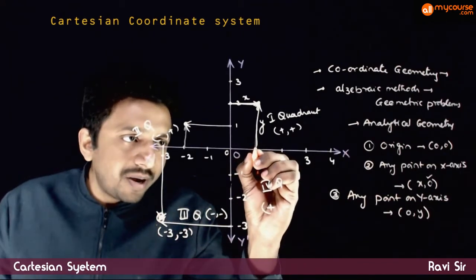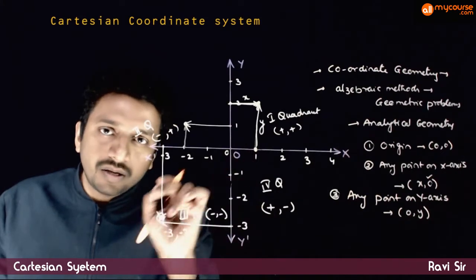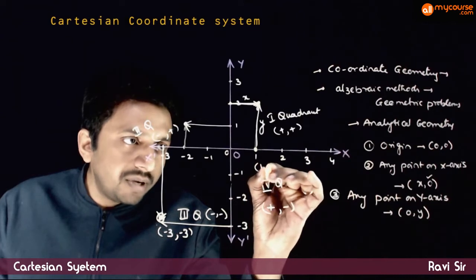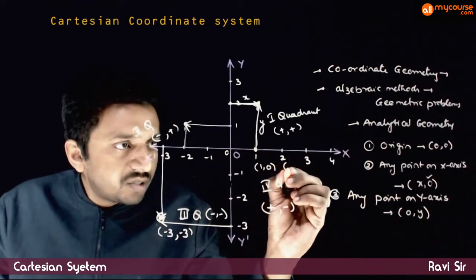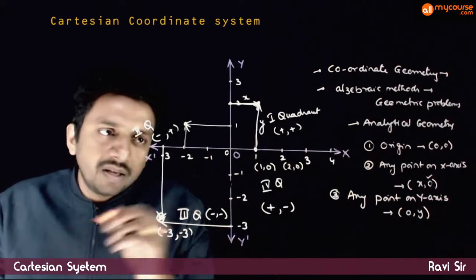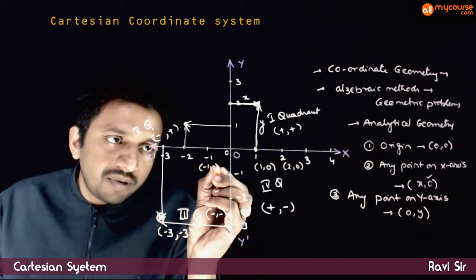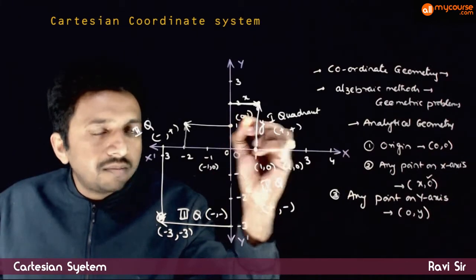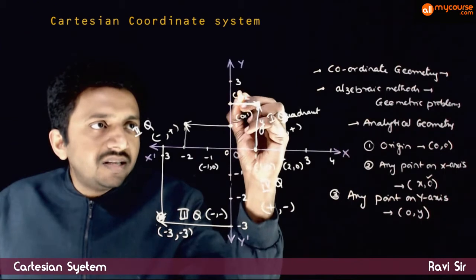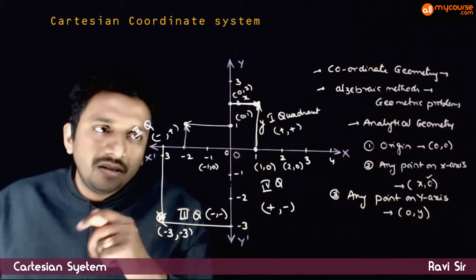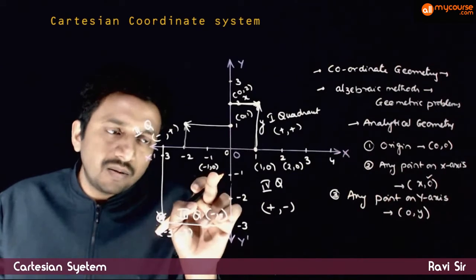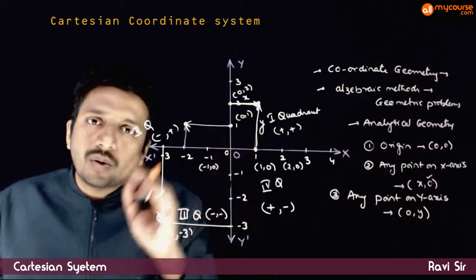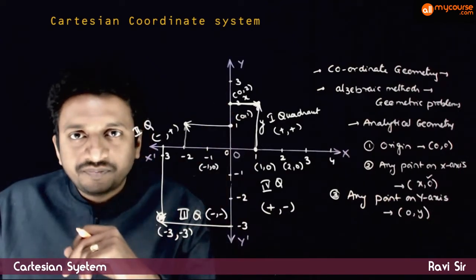That means if you have this point which is at a distance of 1 unit from origin and on x-axis, the coordinate of this point will be (1, 0). The coordinate of this point will be (2, 0). The coordinates of this point will be (-1, 0). The coordinates of this point will be (0, 1). The coordinates of this point is (0, 2), and so on. So if you take any point on x-axis, the y coordinate will be equal to 0. If you take any point on y-axis, the x coordinate will be equal to 0.